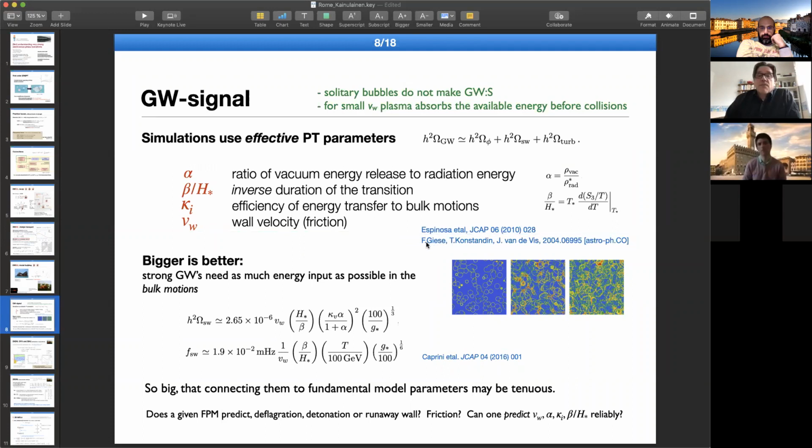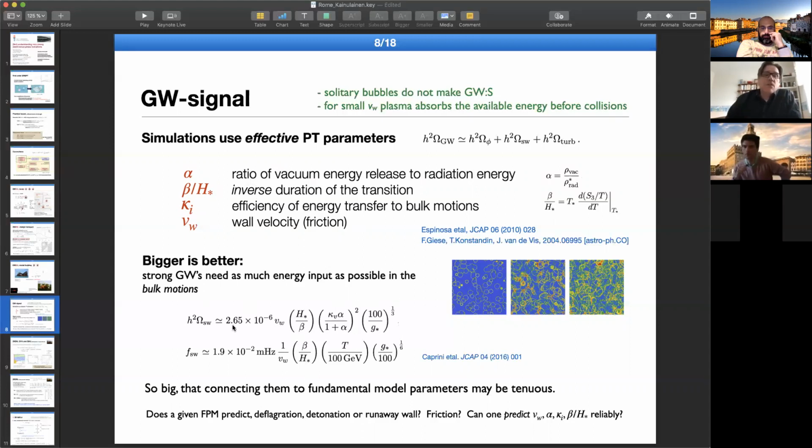And yeah, that was actually just yesterday. I think last week there was a paper by Thomas Konstandin and others in which a new improved calculation of these efficiency coefficients was given for the detonation. So this is something which is being studied as we speak. But it's obviously clear that the bigger is the better.